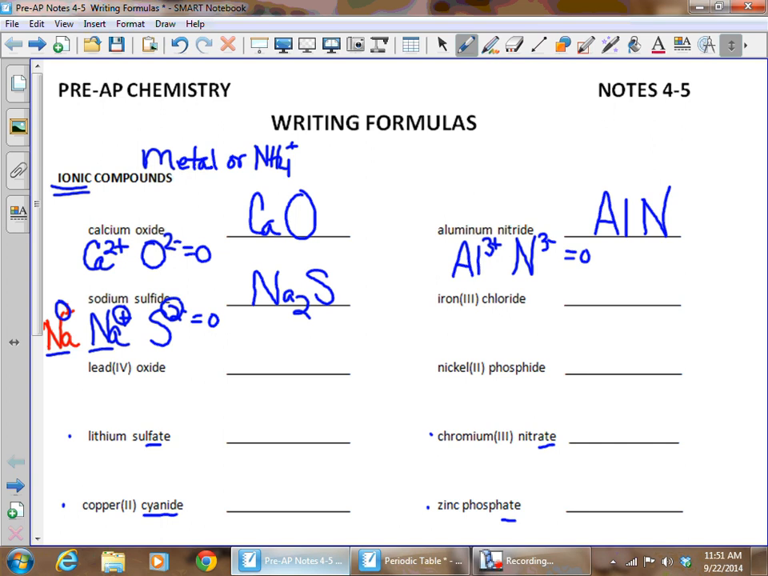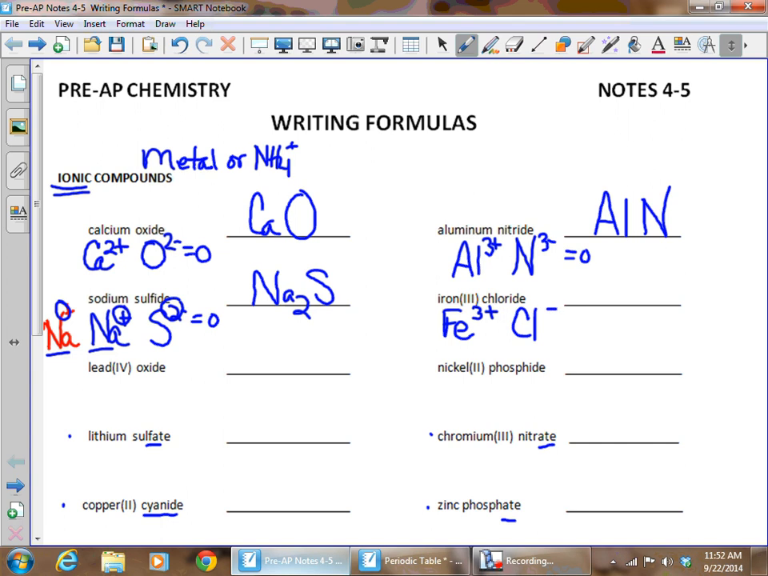Try iron 3 chloride on your own real quick. Remember that Roman numeral 3 tells you the charge of iron. So pause it real quick and see if you can do it. Hopefully you realize that you didn't even need to look up iron. It automatically tells us with that Roman numeral 3 that it has a 3 plus charge. We look up chloride, the ending name for chlorine, and it has a -1 charge.